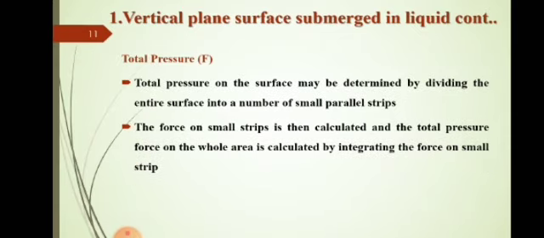Now, first we'll find out the total pressure. Total pressure on the surface may be determined by dividing the entire surface into a number of small parallel strips. So in order to find out the total pressure, first we will divide the entire area into small parallel strips, and force on small strips is then calculated, and the total pressure force on the whole area is calculated by integrating the force on the small strip.